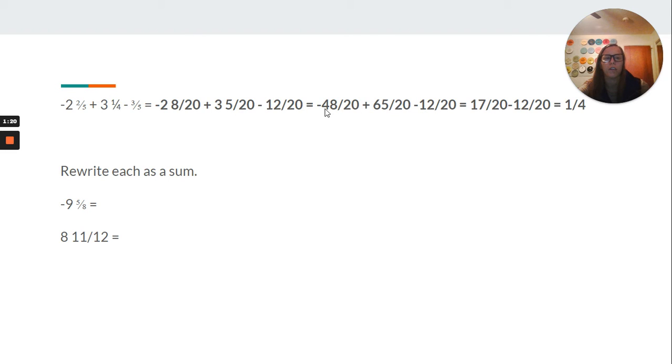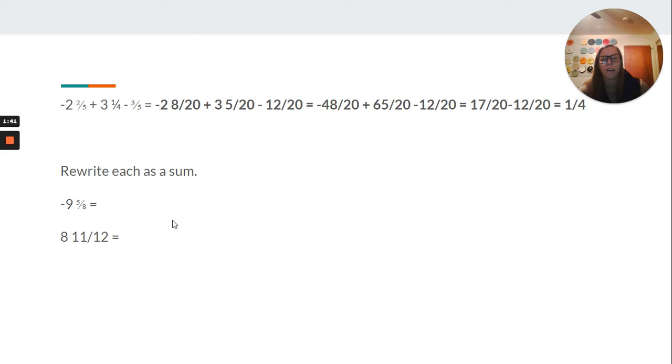So what you could do is combine those negatives together first. That's totally possible. Or you can do what is shown here. Negative 48 plus 65 gives you a positive 17. Minus 12 is 5 over 20, which equals 1/4.